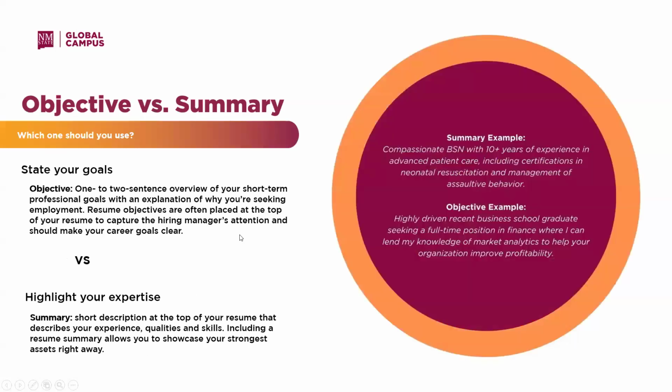All righty, moving on. So we have objectives and summaries. Which one should you use and what's the difference? When you think about objectives, you're sharing your goal. It's like, hey, this is why I want this position, and I'm going to tell you why with this resume. It's a 1 to 2 sentence overview of your short-term professional goals, showcasing why you'd be a good fit. They're usually placed at the top of the resume to capture the hiring manager's attention and make your career goals really clear.